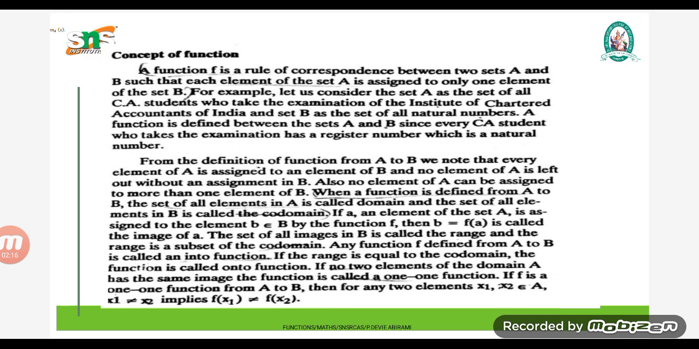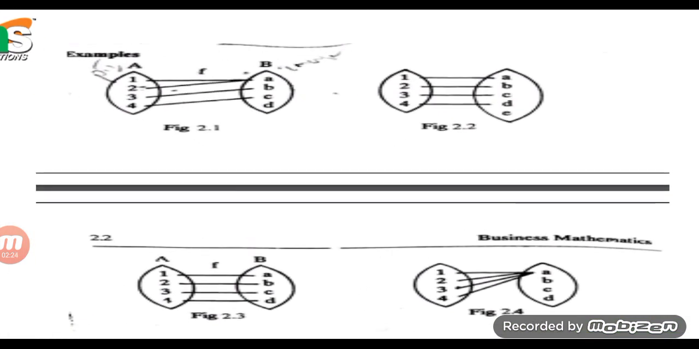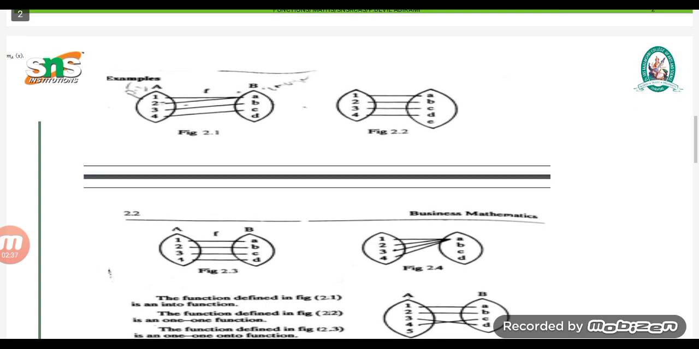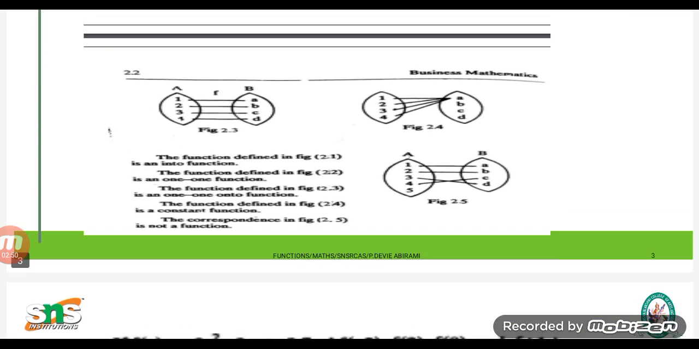These definitions are explained through diagrams. In my first example, it is an example of an into function. In an into function, all the elements in capital A are assigned to elements in capital B. If an element is left over in B, it is no problem. It is said to be an into function because all the elements in A are assigned to B. Second one is a one-to-one function. That is, the elements in capital A should map with only one element in B. If it is mapped with only one element, then the figure is said to be a one-to-one function.